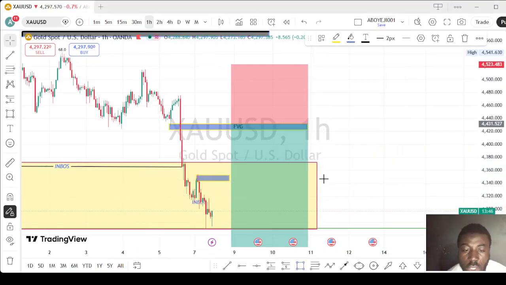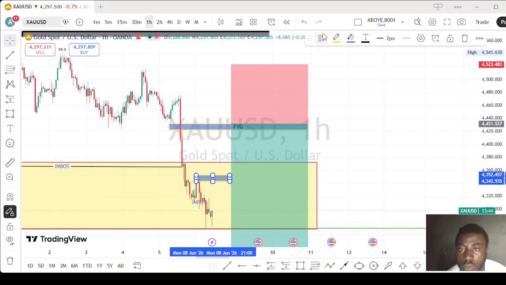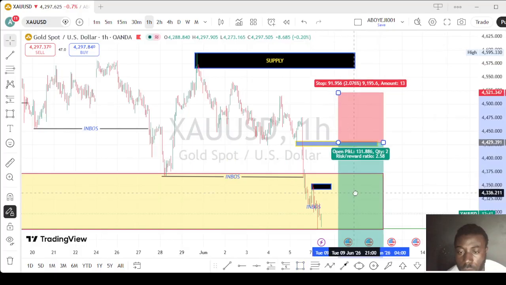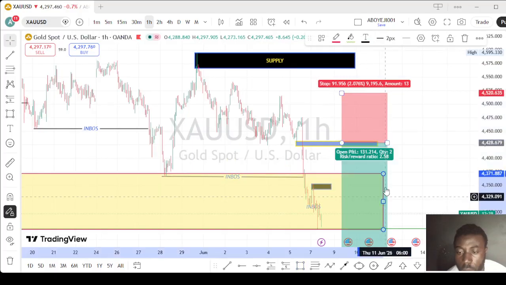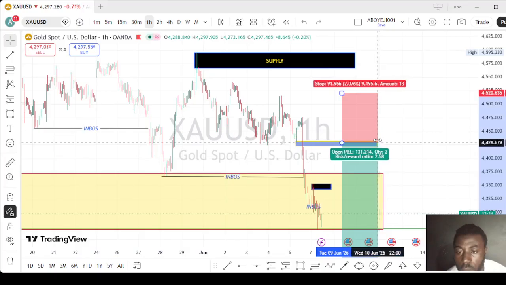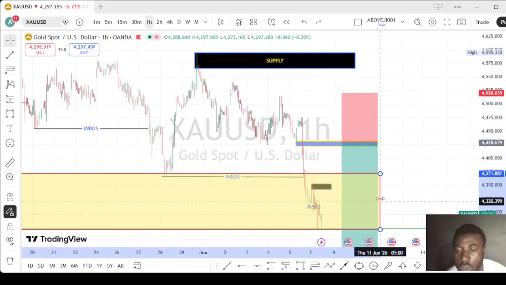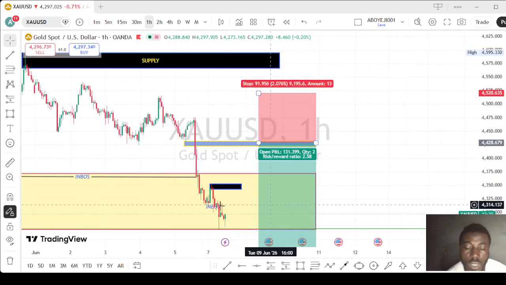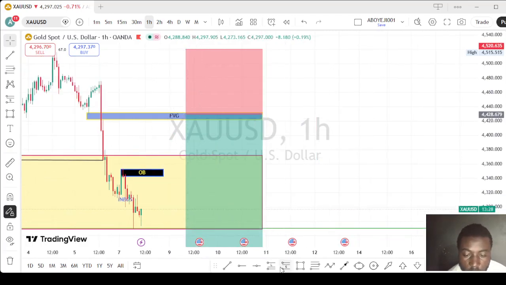So let's just be focused. This is an order block here. This is an order block here. So let's see if we can see another sell from here.